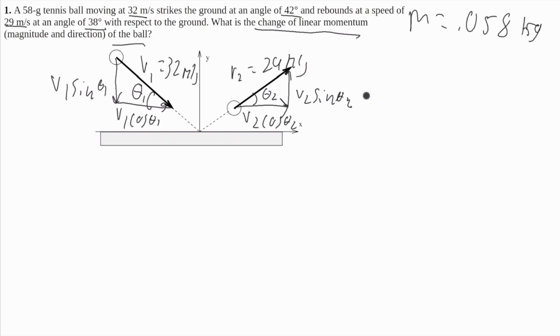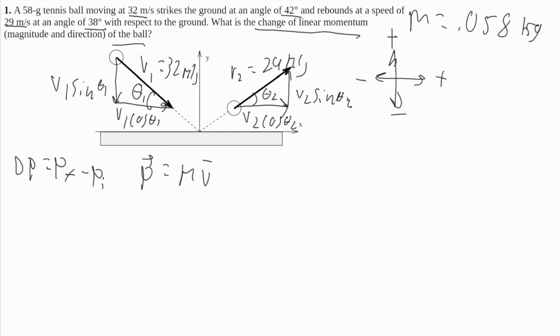And now I'm just going to say what direction is positive and what direction is negative. So I'm just going to say that right is positive, left will be negative. I'm going to say that up is positive and that down is negative. To solve for the change of linear momentum, I will use the conservation of momentum equations. And one of these equations is that delta P is equal to P final minus P initial, where P is momentum, which is equal to mass times velocity.